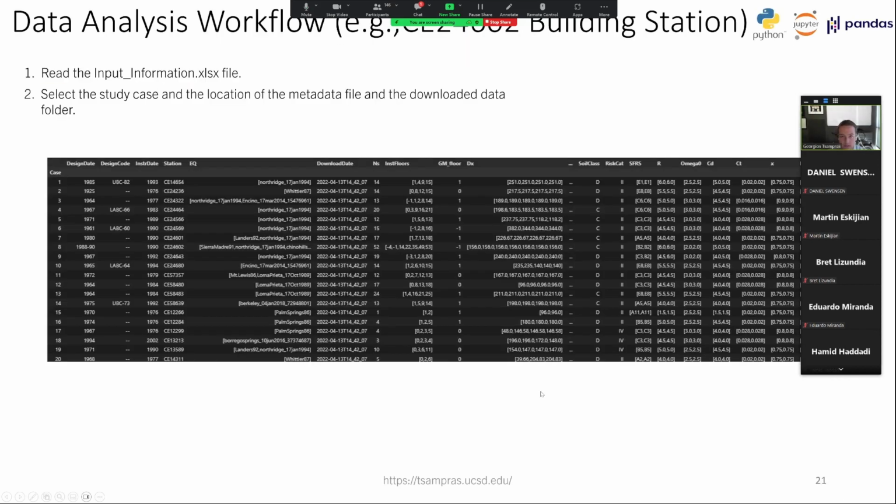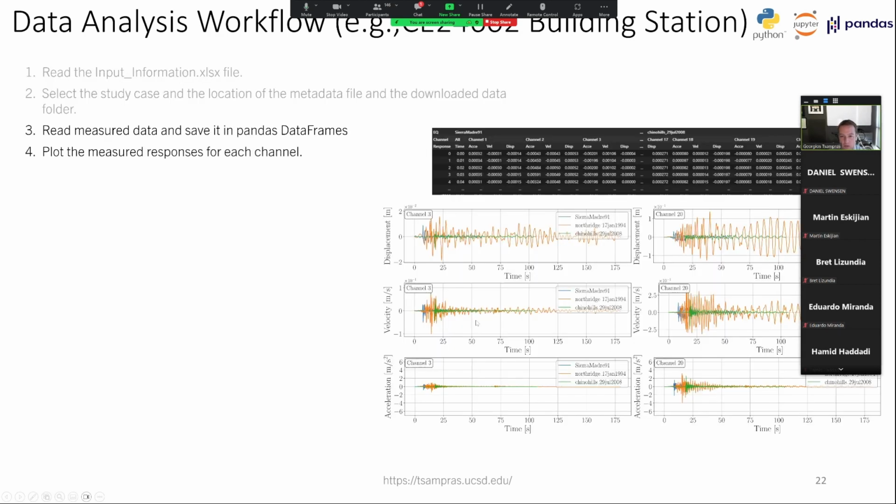And then we can develop a workflow in Python, which is an open programming language, in order to carry over all our calculations for all the building stations in the two orthogonal directions and for all the given earthquakes of interest. So we read the metadata available and we start basically processing the information. We can plot this information in terms of velocity, acceleration, displacement time histories to ensure that we retrieve the correct data in the right form.